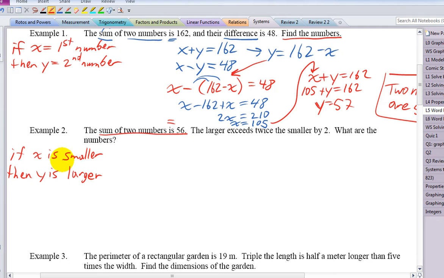Okay. Good, so look at the first one, the sum of two numbers. What should we write down for that one? X plus Y equals 56 because the word sum means add. Good. The larger exceeds twice the smaller by 2. What's twice the smaller?